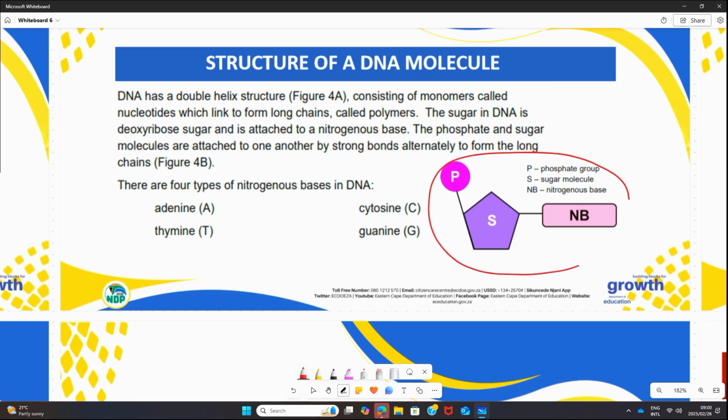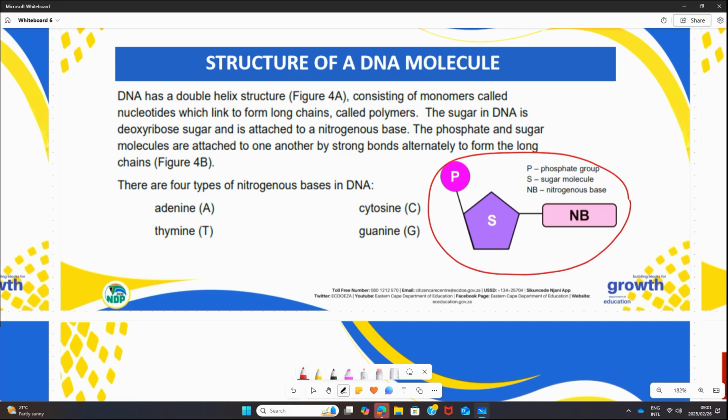Naturally, a DNA molecule is a double helix. I will explain that further on. I will show how it looks when we say it is a double helix. Now, it consists of monomers called nucleotides, and this here is a nucleotide. So this is a basic unit of a DNA molecule. When you assemble these monomers together, you end up with a DNA molecule.